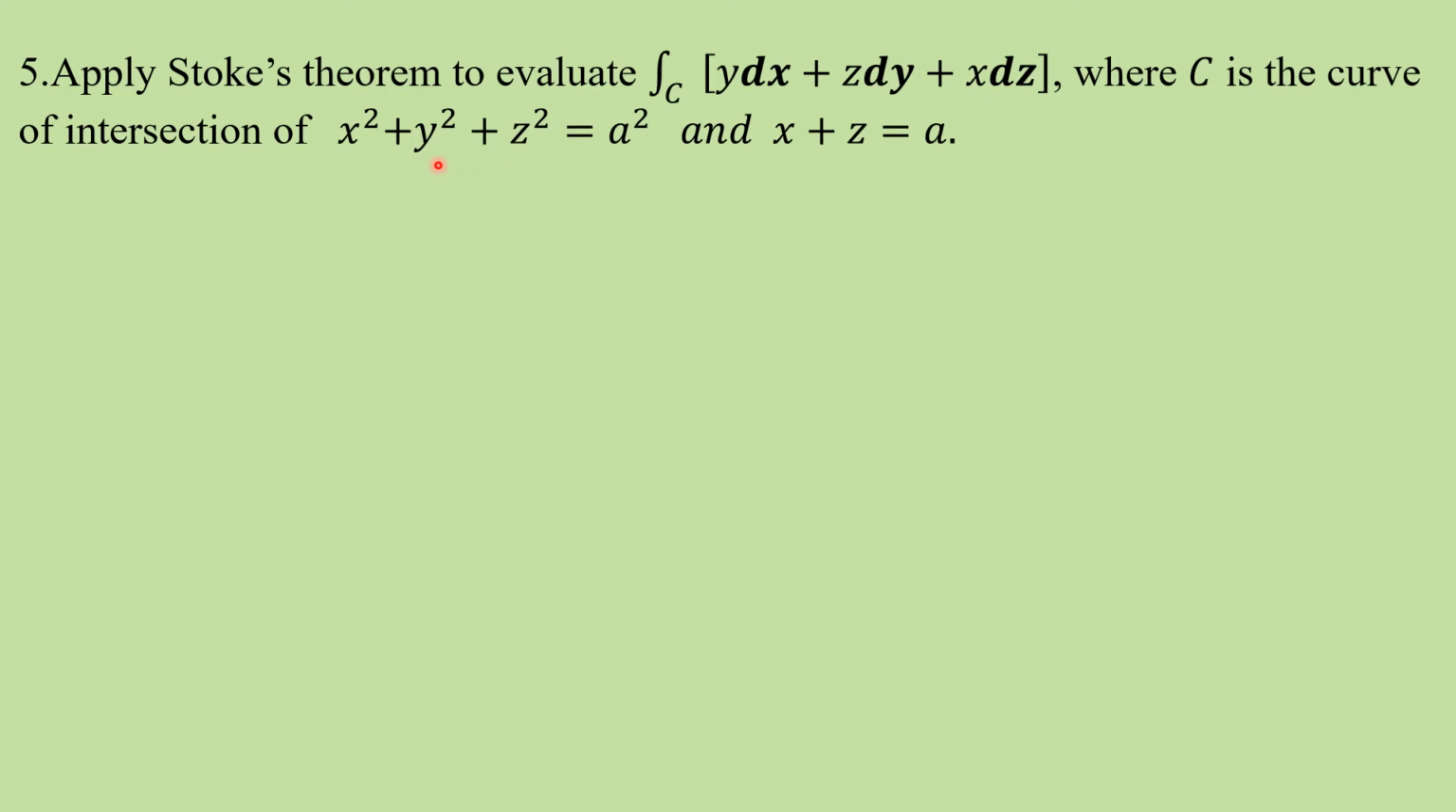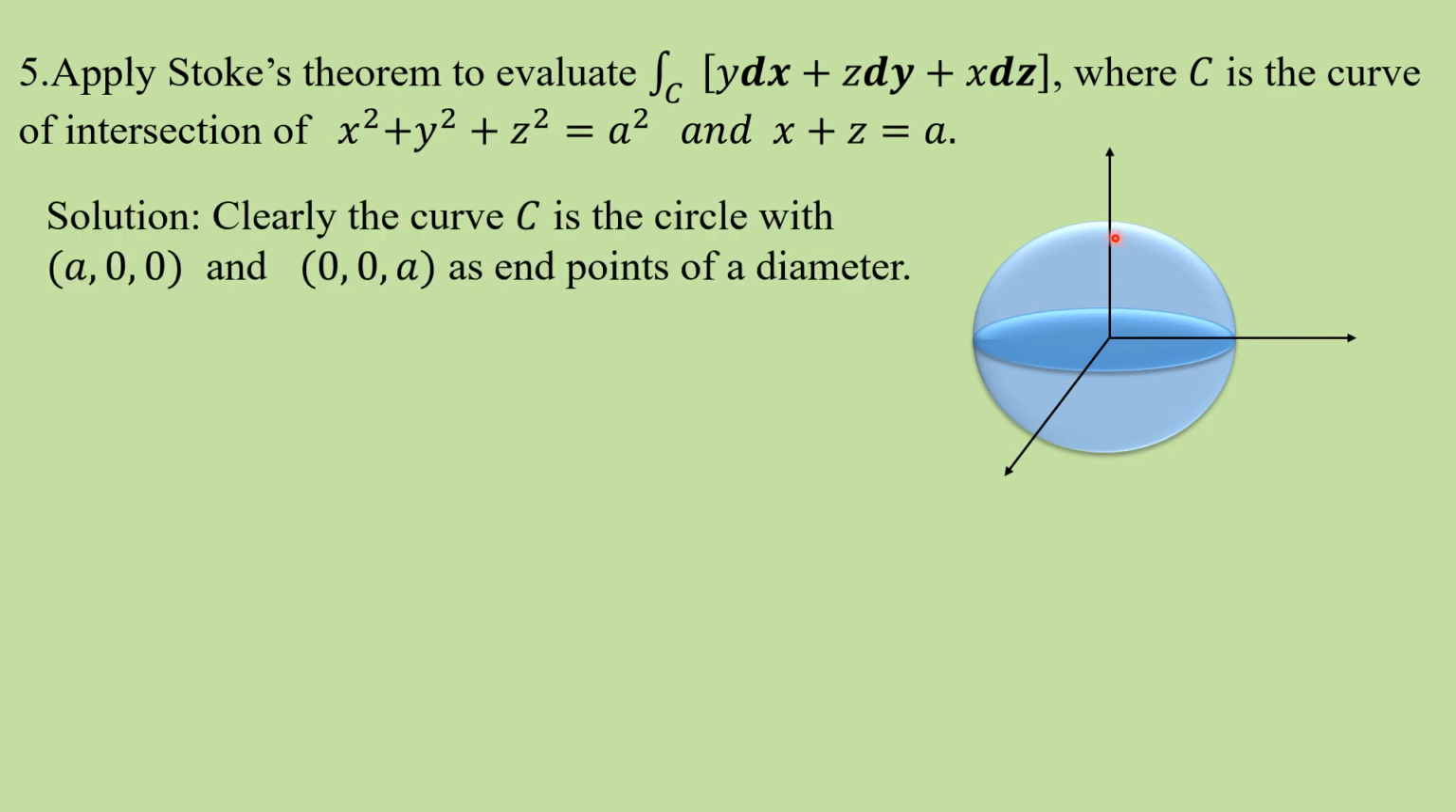Now clearly the common intersection of the sphere and the plane x plus z equal to a is nothing but a circle. We will get a circle whose diameter has endpoints at a, 0, 0 and 0, 0, a. So along the circumference of this circle I have to find the line integral of f. The length of the diameter, by using the distance formula, I can get as square root of 2a square.